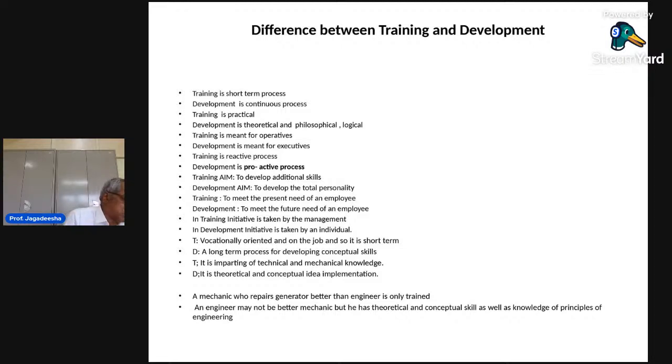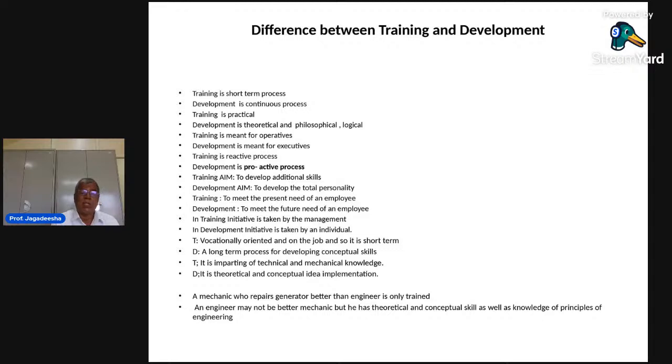So therefore, it is more of a personal, individual matter. The next important point is that training is vocationally oriented. It is more of on-the-job. But let me tell you, development is off the job.